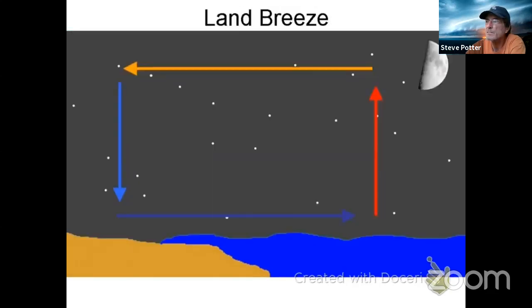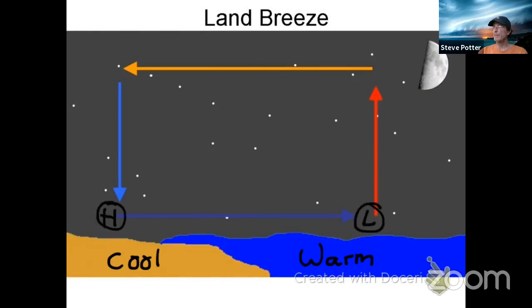Now let's compare a sea breeze to a land breeze. So notice what's changed is that now the sun is down, and so we're going to go ahead and compare the temperature of the land to the water. The land has now cooled in comparison to the water, which is now warm. Above the land, we've got a high pressure area versus a low pressure area out over the warm ocean. Once again, we know that air is going to flow from a high pressure area to a low pressure area.